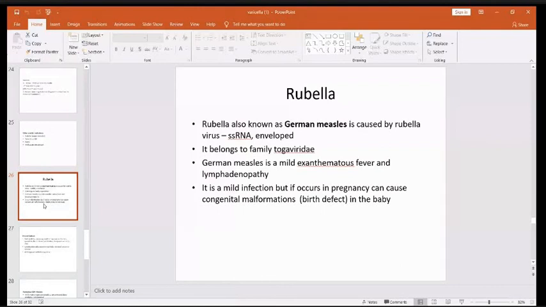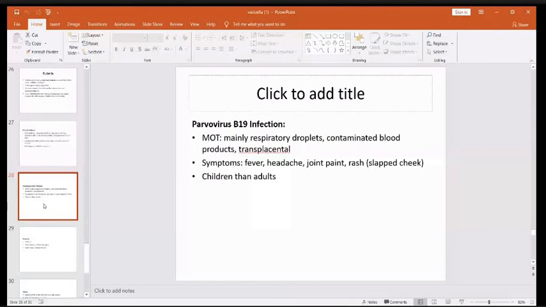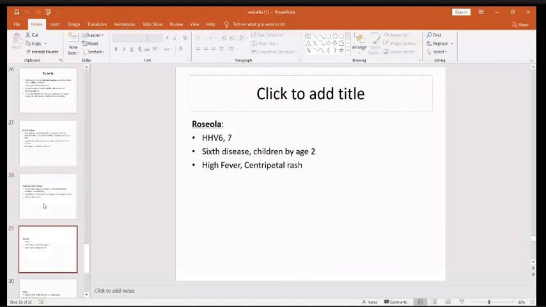The next infection that can produce skin lesions is parvovirus infection. Again, transmission for this virus is respiratory, sometimes transplacental. It is associated with fever, joint pain, and rash. And the rash is generally a slapped cheek. So sometimes it produces reddish patches on the cheek that resemble a slapped cheek, and it is also more common in children. Roseola is caused by human herpesvirus type 6 and 7. It is also associated with fever and rash.